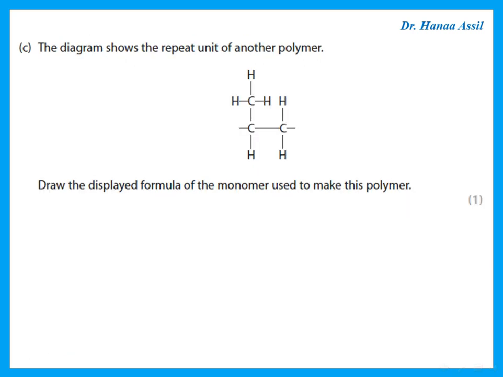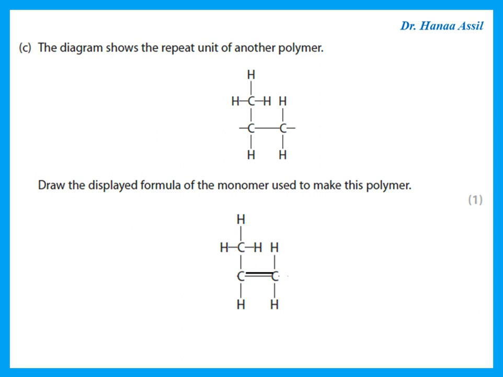The diagram shows the repeat unit of another polymer. Now draw the displayed formula of the monomer. Now if he gives me the diagram of the polymer, what is the monomer? Or what is the structure of the monomer? Remember, we just remove that bond on the right and the bond on the left, and we put a double bond in the middle. Now keep everything else the same so that you do not get confused.